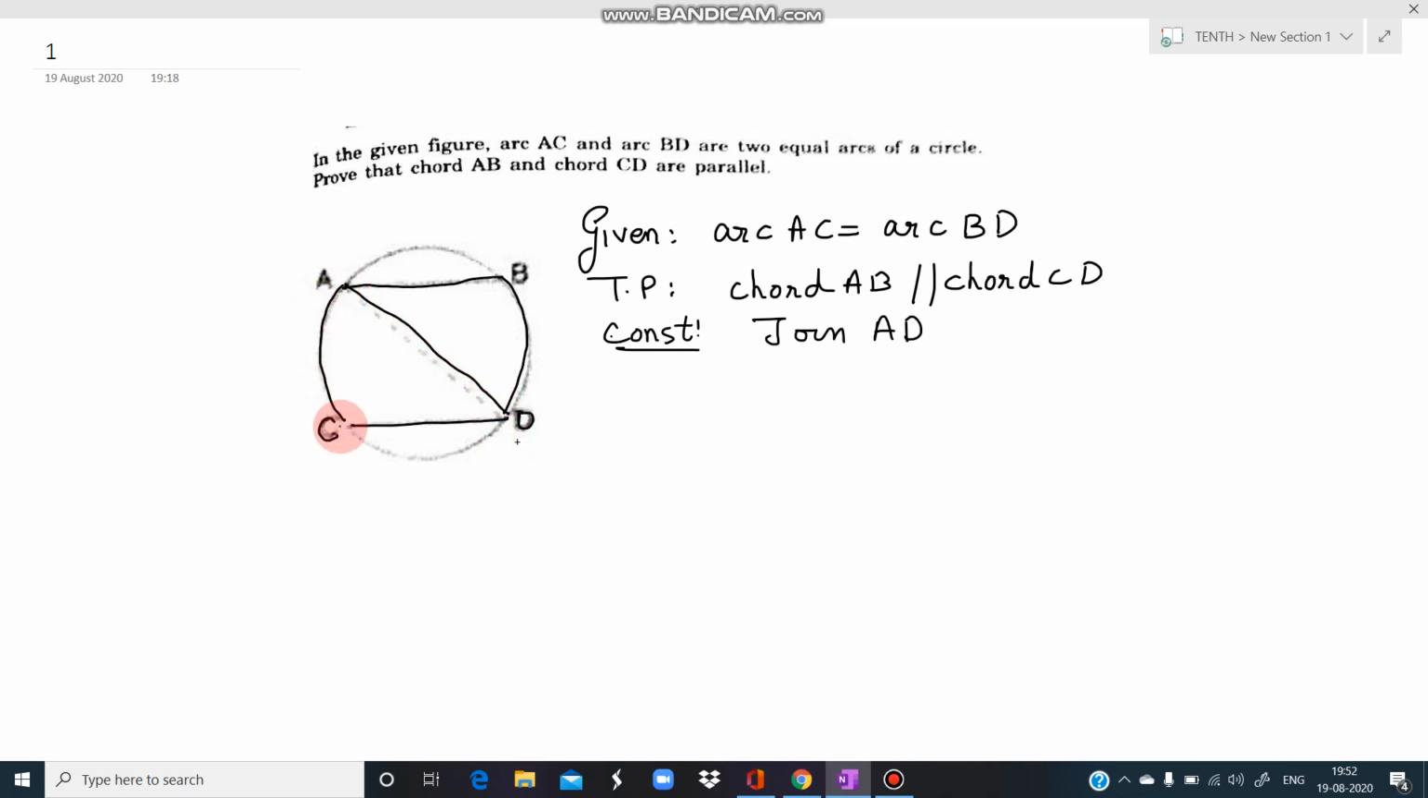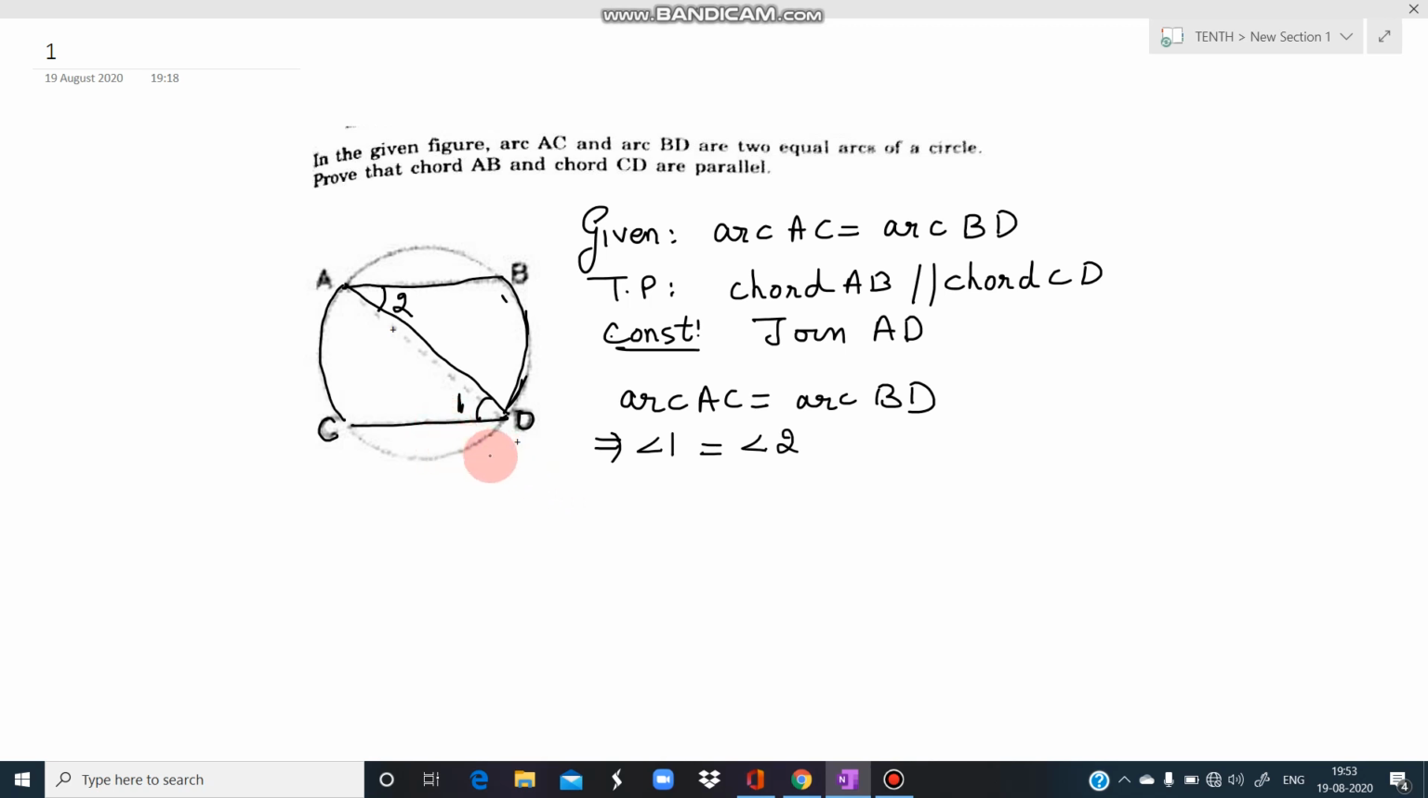Now this arc AC is making an angle at the circumference. What angle did this arc AC make on the circumference? Angle 1, isn't it? And what angle did this arc BD make on the circumference? It has made angle 2. So angle 1 and angle 2 are equal. Why is it so? Since arc AC is equal to the arc BD, the angle subtended by arc AC at the circumference will be equal to the angle subtended by the arc BD at the circumference.